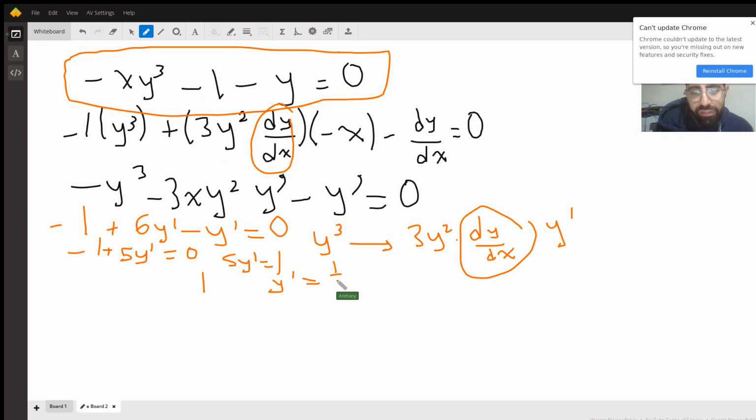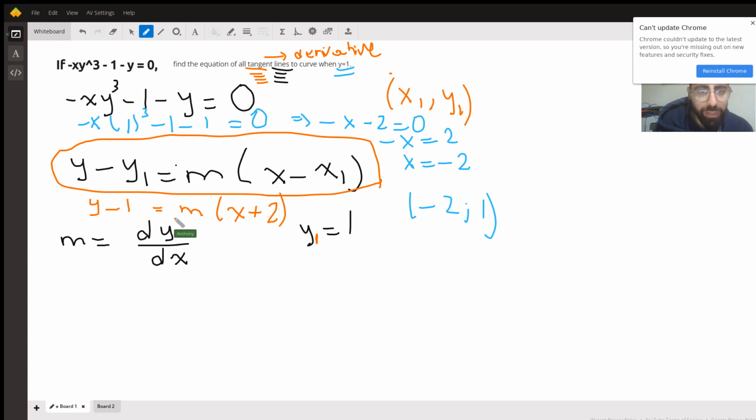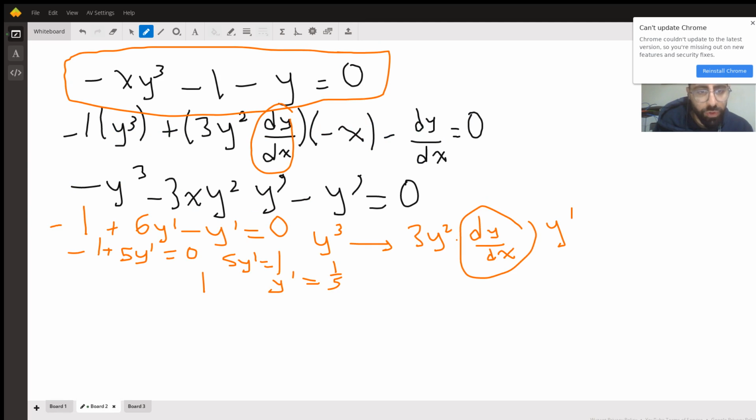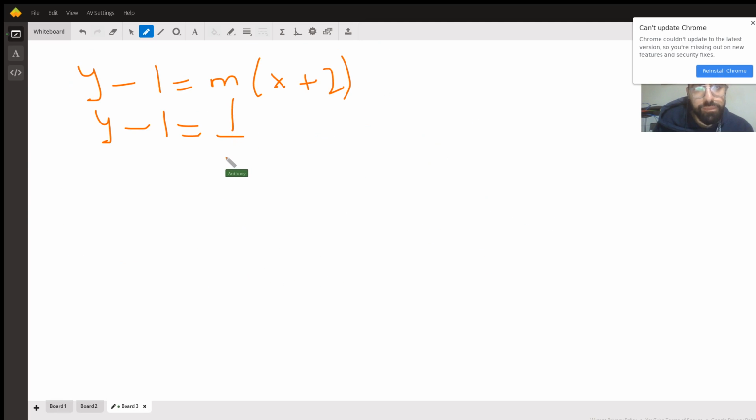So now you have the value of m, which is y prime, 1 over 5. So you substitute in the equation you had previously in this form. Now you know that m, which is dy by dx or y prime, is 1 over 5. We calculated that on board number 2. And now we expand in order to find the equation of the tangent.